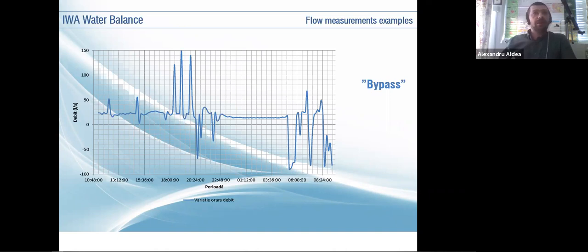Actually, they had a bypass. So a water utility can also have a bypass, and the meter was installed on that bypass. So this is how we have this pattern. Otherwise, the figures for the water input system value were pretty much okay.